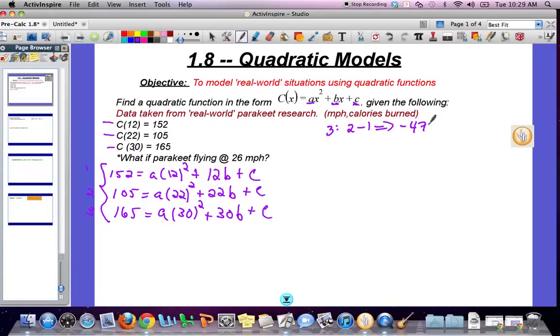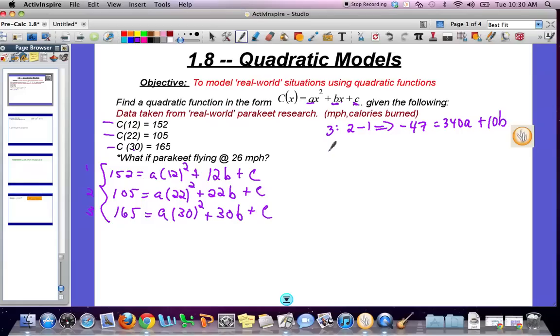I'm going to eliminate C. I need help with this. What's 22 squared minus 12 squared? 12 squared is 144. 22 squared minus 144. 340, thank you. So I have 340A, and 22B minus 12B is 10B.